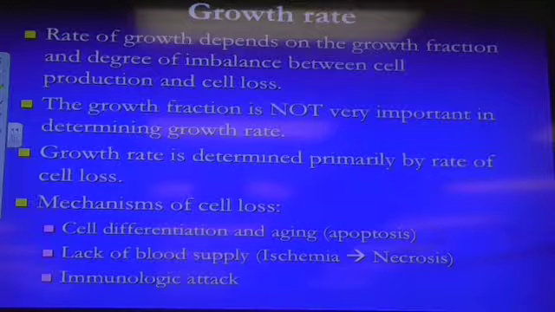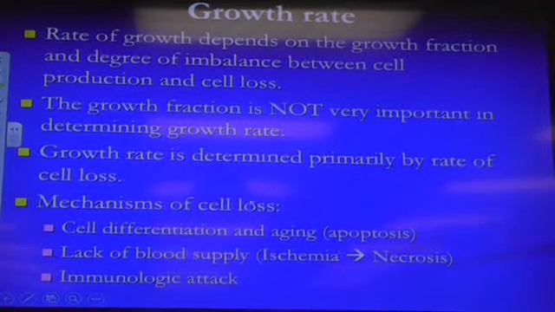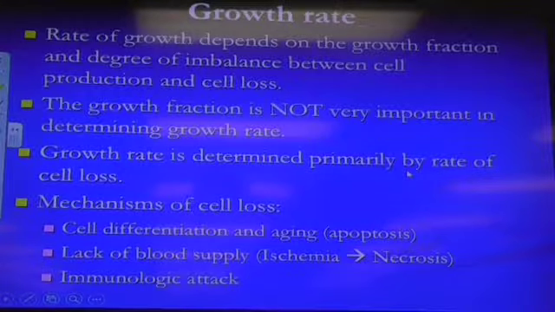So the growth rate depends on the growth fraction, which is the percentage of cells that are actively dividing, and the degree of imbalance between the cell production and cell loss. The growth fraction is not very important in determining the overall growth rate. The growth rate is determined primarily by the rate of cell loss. And mechanisms of cell loss include apoptosis, cell differentiation and going out of the cycle and dying, and lack of blood supply, so ischemia or necrosis, and also immunologic attack. The body does try to fight off neoplasms.